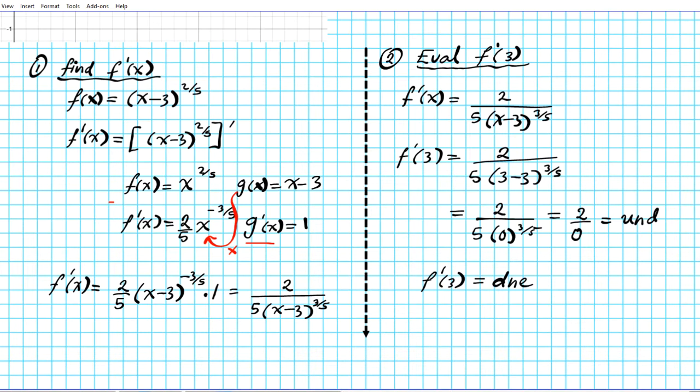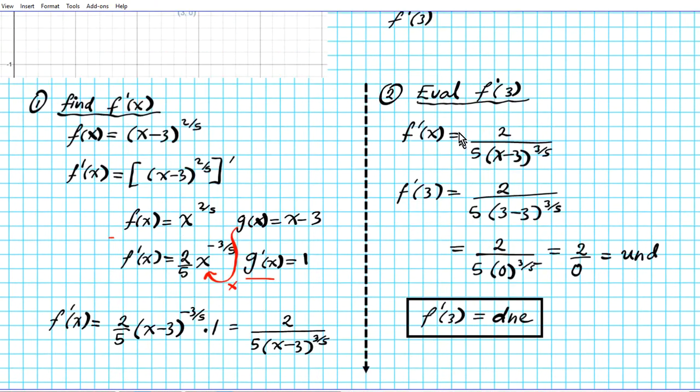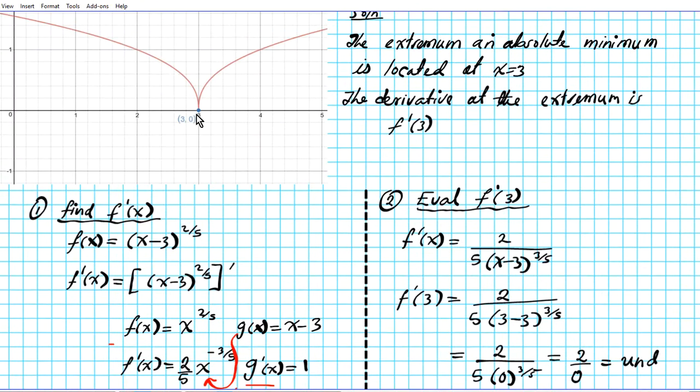Remember, at an extremum, if the extremum is local, the derivative is going to be either 0 or non-existent. If you take a look at the graph, can we draw a line tangent to this curve at this point? The answer is no, it's impossible to accomplish.